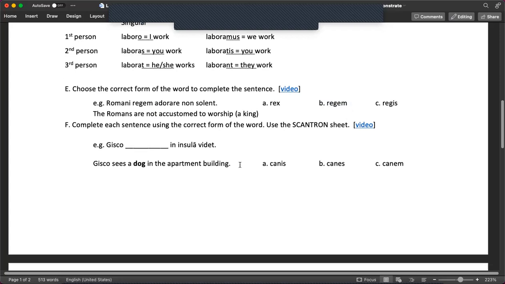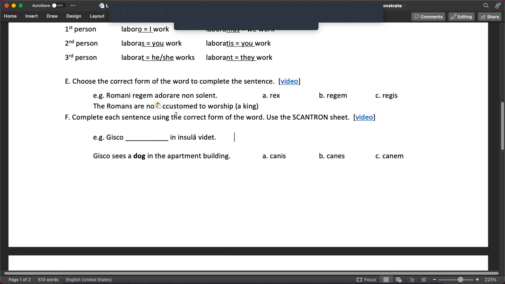In section F, complete the sentence using the correct form of the word. Again, we're trying to distinguish the correct use of the noun here. Gisco sees a dog. I know Gisco is my subject. Sees is my verb. And then I have the word dog. So what am I looking at? I'm looking at not the subject, not the nominative spelling. And I know that this is a direct object form, canem. So that's going to be my answer. Gisco canem in insula videt.